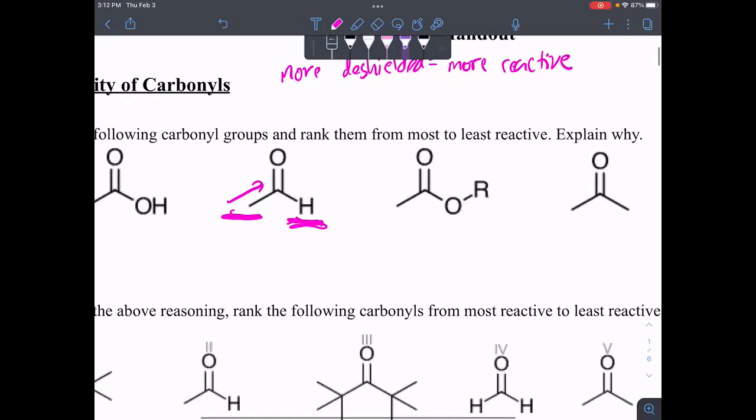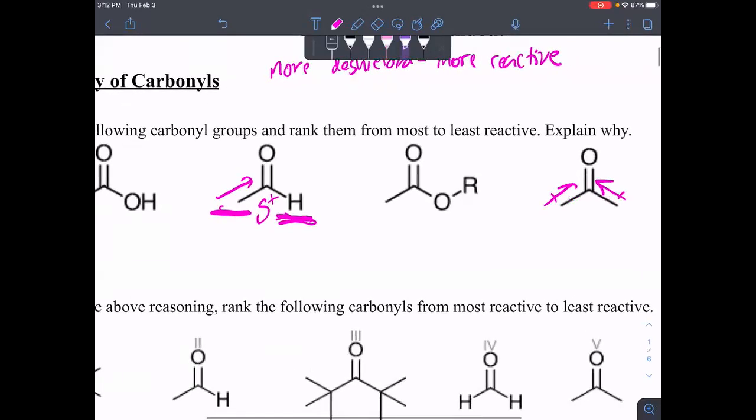And because we're only getting that dipole from one side, the delta positive is going to be stronger than something like the ketone, where you get it from both sides. So in both the aldehyde and the ketone, we don't have any resonance. We only have induction. And out of those two, the aldehyde has the weaker induction, so it's more reactive.